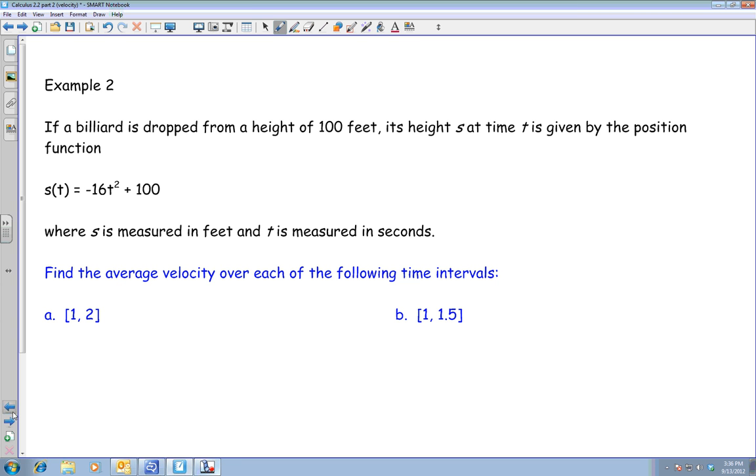So I have this ball. I'm dropping it from a height of 100 feet. I want to know between 1 and 2 seconds, how fast on average is it falling? The average velocity. So change in my position over my change in time.